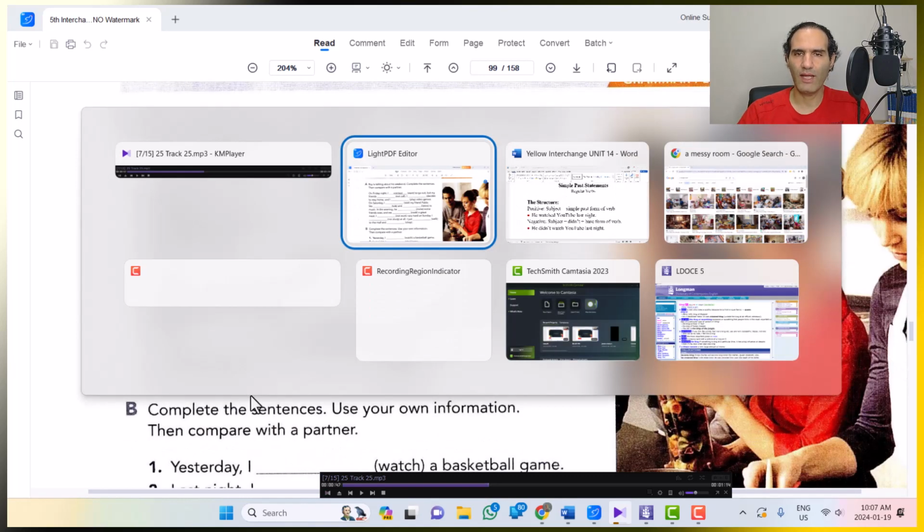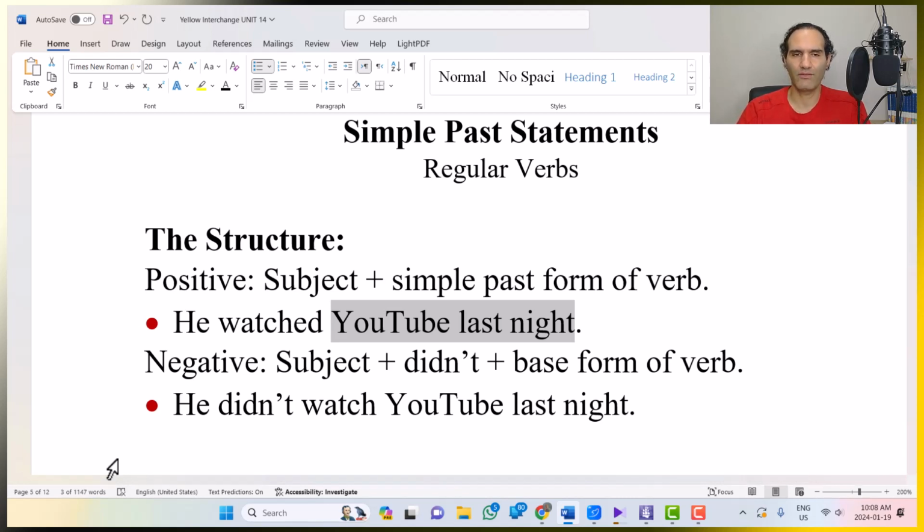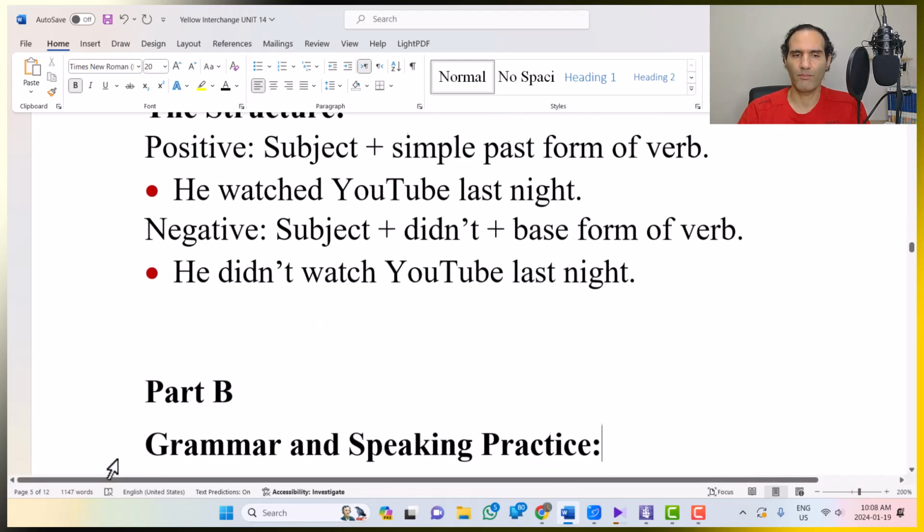Before going to part A, let's take a look at this. The structure. Positive sentences in past are subject, simple past form of the verb. For example, he watched, and then the rest of the sentence. It could be an object or it could be an adverb. He watched YouTube last night. He watched TV last night. He was watching a movie last night, whatever. And negative: subject, didn't, and base form of the verb. He didn't watch YouTube last night. So this is the structure of the past tense.